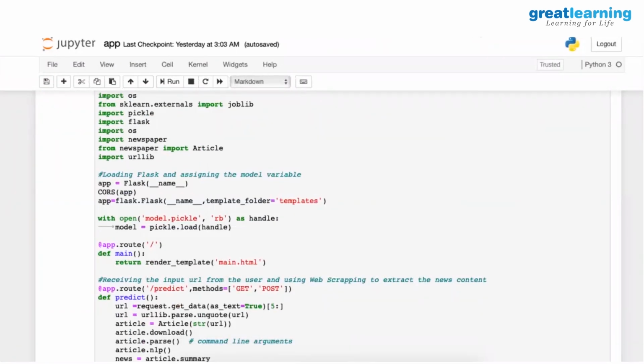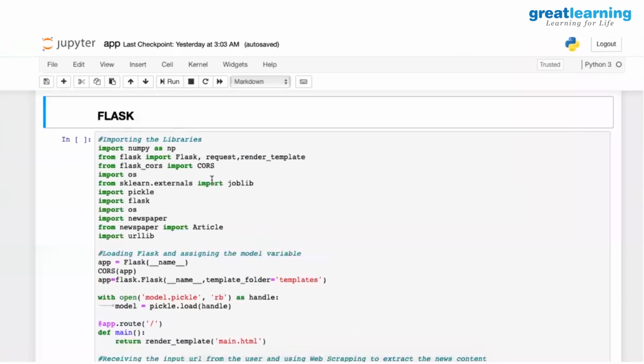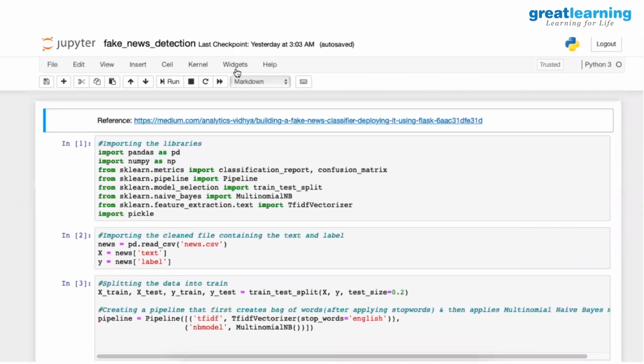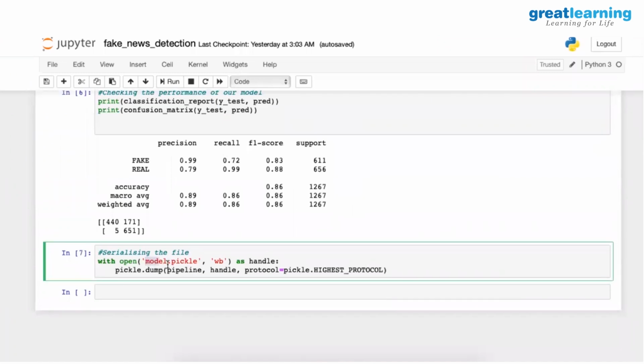Let us say, if I can run this before that. Yeah. So this is the Flask app. So there should be one application which you have to make. After you are confident with your model, you have to pickle it.